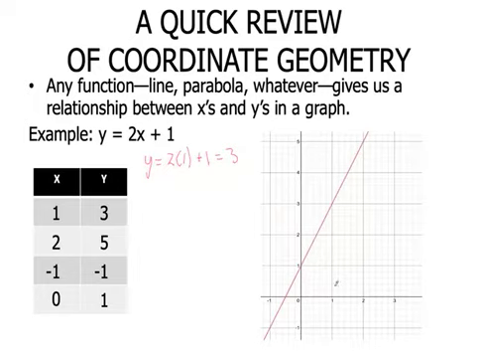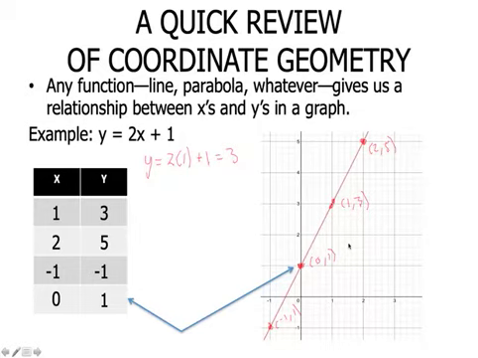See, we got 1, 3 right there. There it is, 1, 3. And we got 2, 5 right there. We got the point negative 1, negative 1. And the point 0, 1. Now, this particular lesson, I'll write that in, 0, 1. This particular lesson focuses on this type of point.